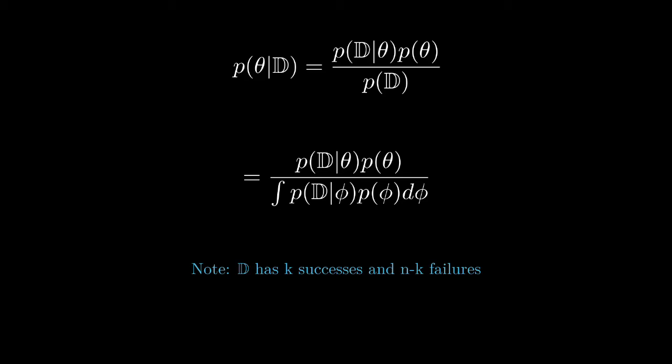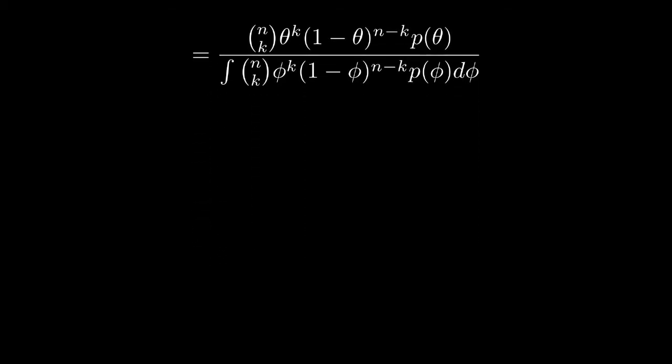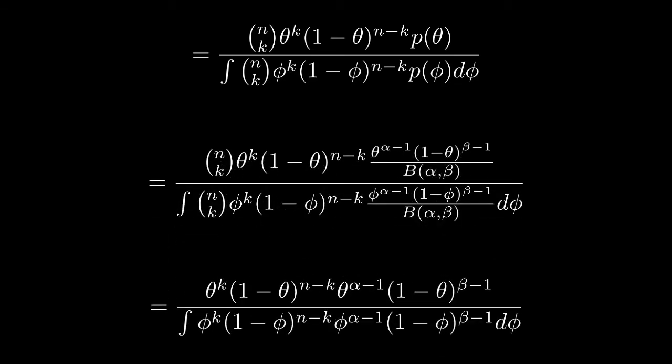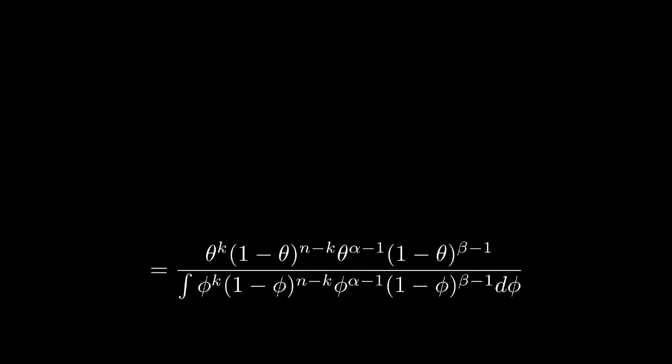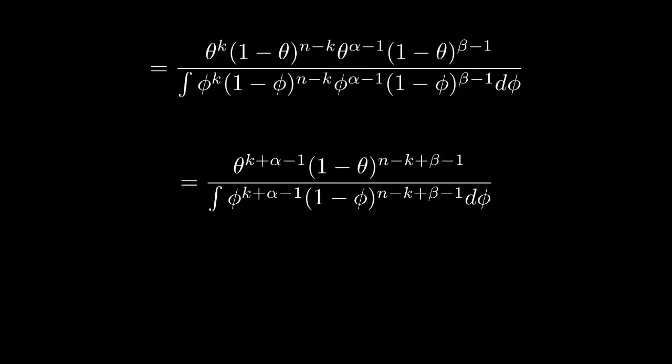Now, we'll just note that our dataset has n trials total, of which k are successes. This means that we can rewrite the likelihoods in this expression using binomial distribution, where probability of success is determined by the parameter, which, if you remember, is the weight of the coin. We take the priors to follow beta distribution with parameters alpha and beta. We can cancel the beta functions in the numerator and denominator since they are constants and the same. We'll combine like terms in numerator and denominator each.